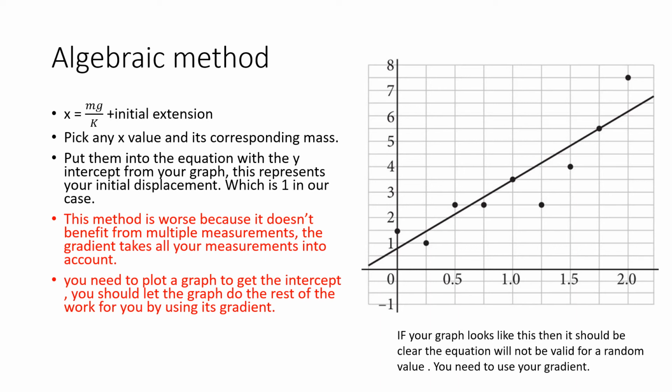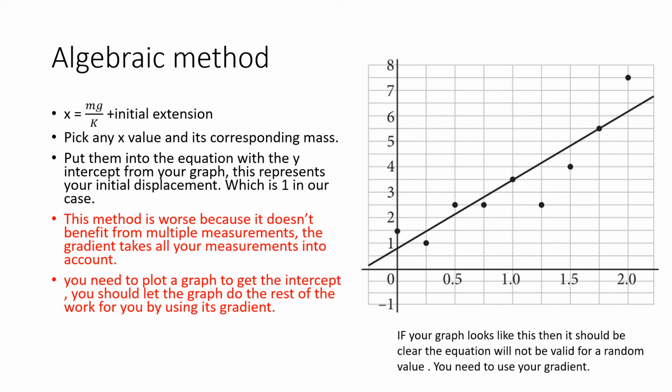But if you did pick one of these values, say the value here for the x-axis is equal to 1, you could say, okay, that's my mass, and then you pick the corresponding extension, which would be maybe 3.5. Just so you know, this is just a graph I found online. This isn't related to our actual data, it's just an example. But yeah, you pick your extension value and your mass value, and you need the initial extension as well.